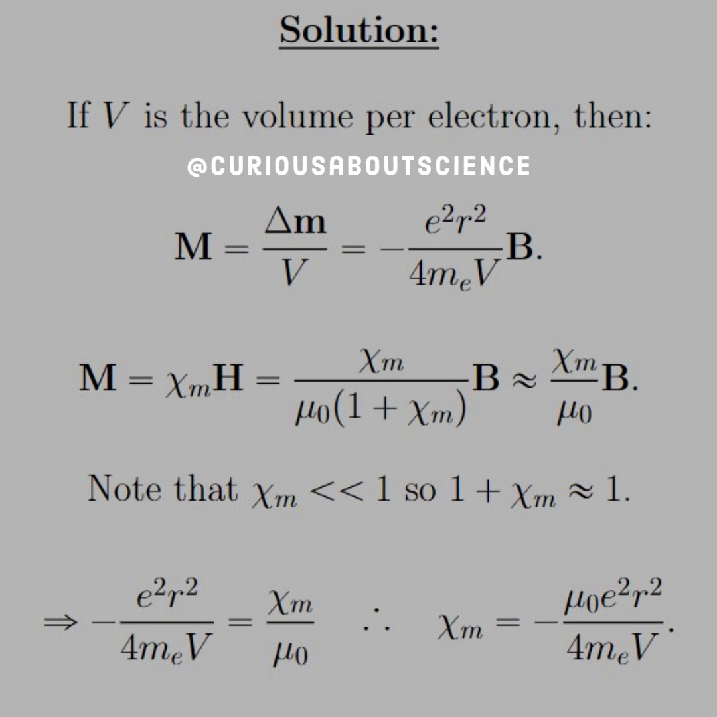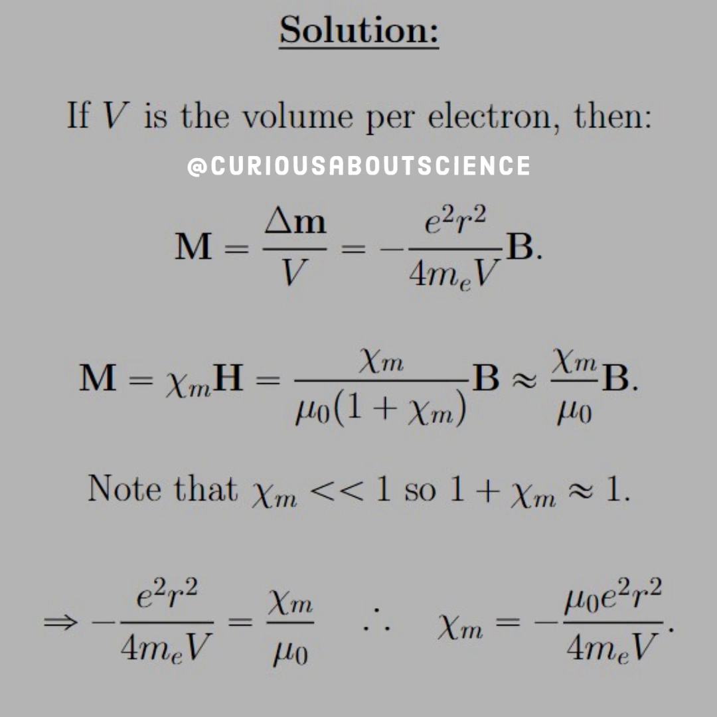Note that chi_M is much, much less than 1. We kind of already figured that. So the approximation of 1 plus chi_M is approximately 1. What this allows us to do is set these things equal to one another and solve for chi_M by multiplying over by mu naught.